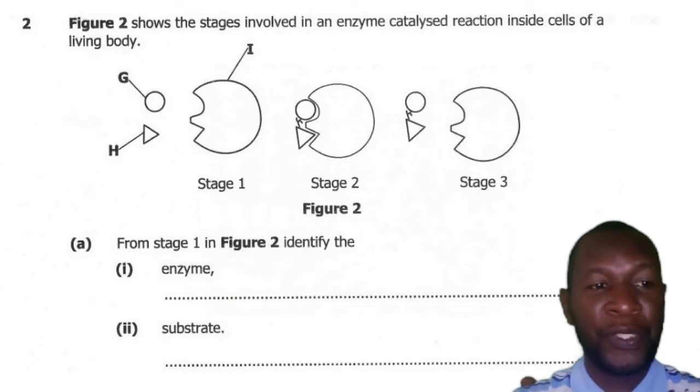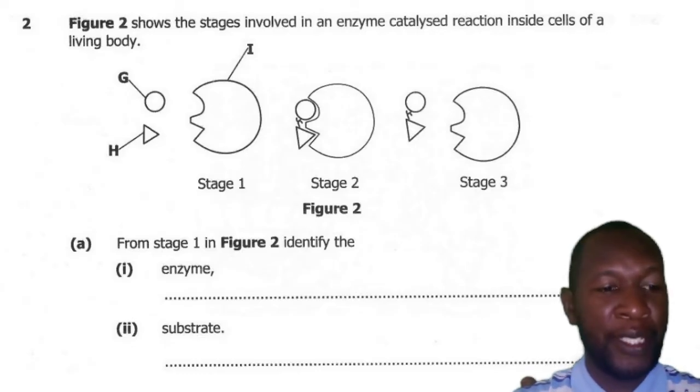Question 2. Figure 2 shows the stages involved in an enzyme catalyzed reaction inside cells of a living body. Part A. From stage 1 in figure 2, identify 1. Enzyme. The enzyme here is labeled I. Part 2. Substrate. The substrates here are labeled G and H.